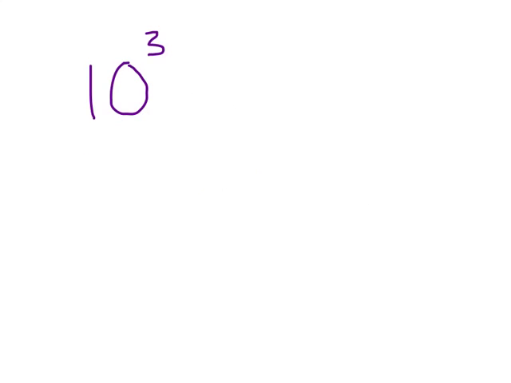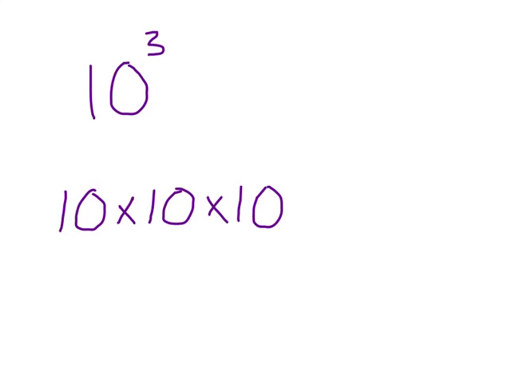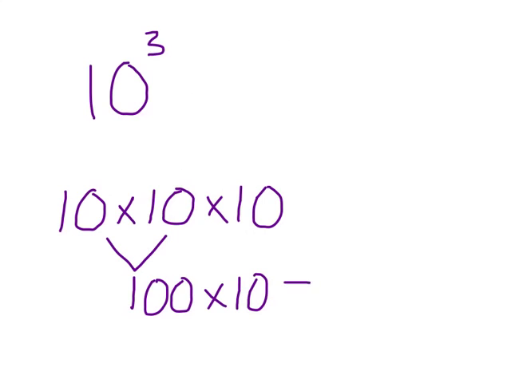10 to the third power means that I'm going to multiply 3 tens together. 10 times 10 times 10. Remember, each time I multiply by 10, I increase one place value. So when I multiply my first two tens, 10 times 10 is 100. When I multiply by 10 again, I'm going to increase another place value. So 10 to the third power is 1,000.